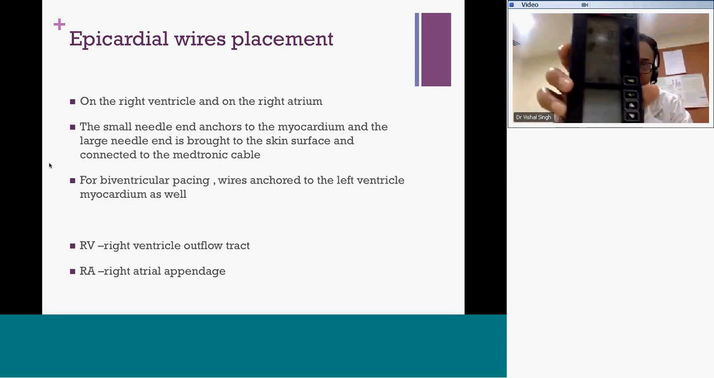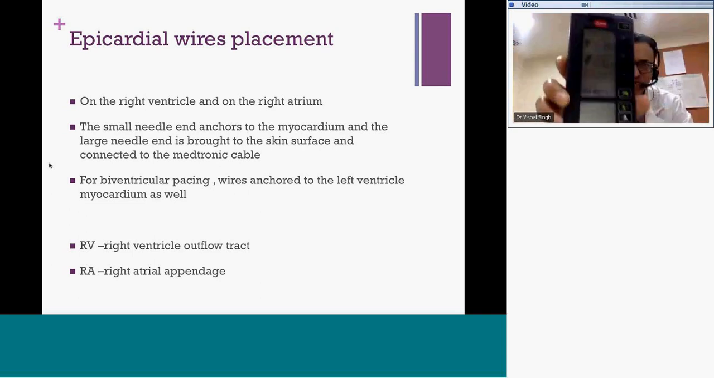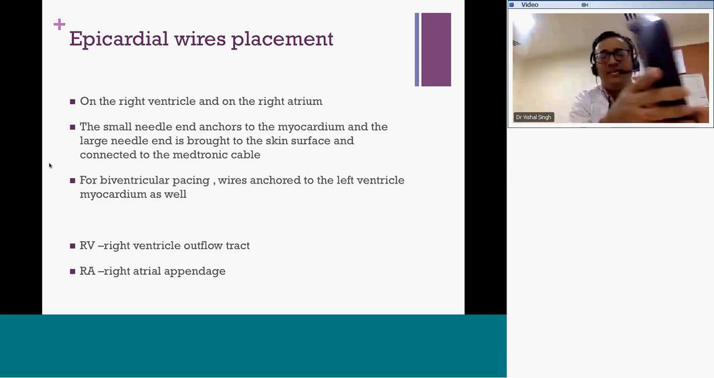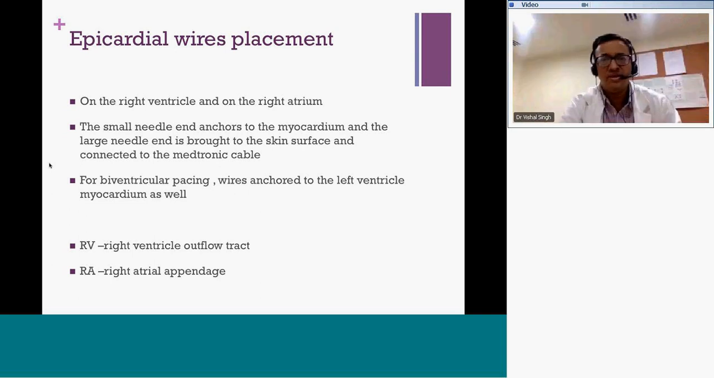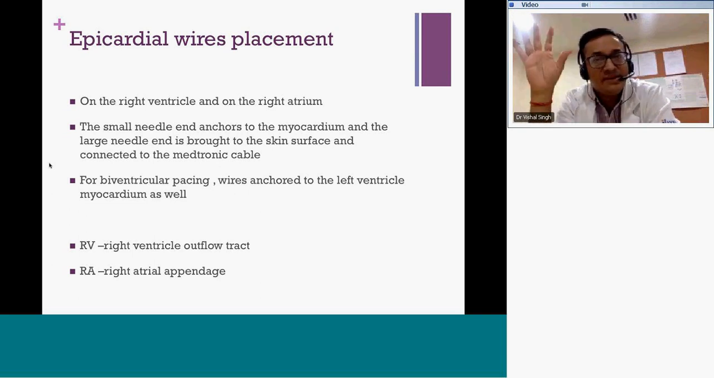This is the pacemaker, dual chamber, temporary pacemaker. This is what we use in our practice. This is something which you'll be using in most of the places. So we'll discuss the things on this graph.